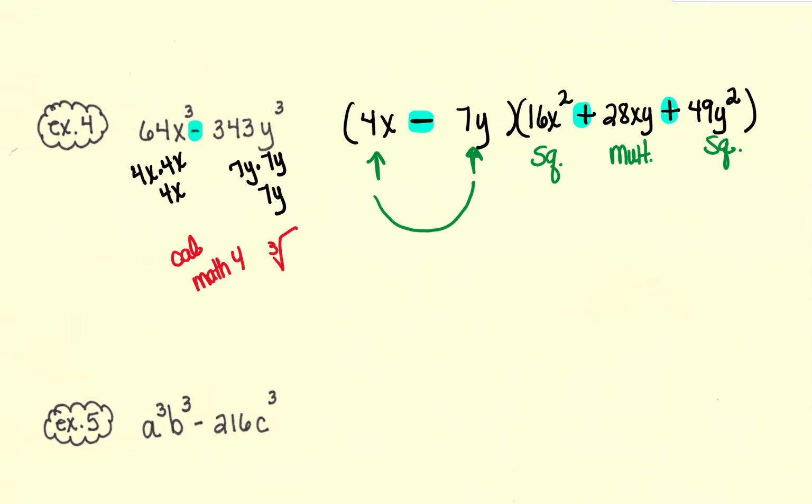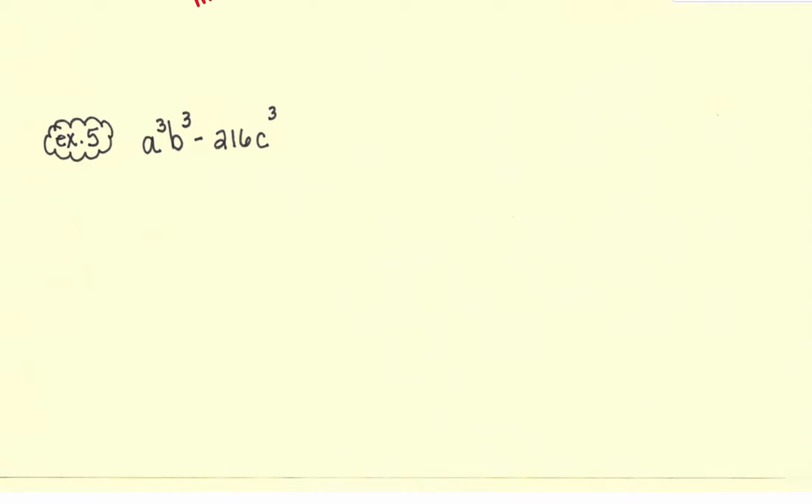All right, let's take a look at example 5. And we can see that this also fits the pattern. To get a to the third, b to the third, that's ab times ab times ab. For 216, if you're not familiar, that's 6 times 6 times 6. Use your calculator. So you have 6c times 6c times 6c.